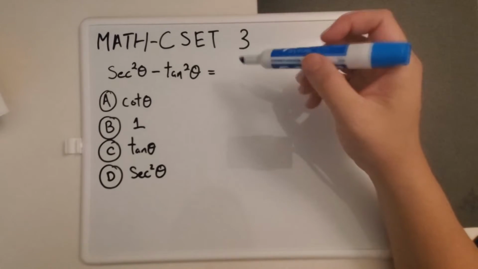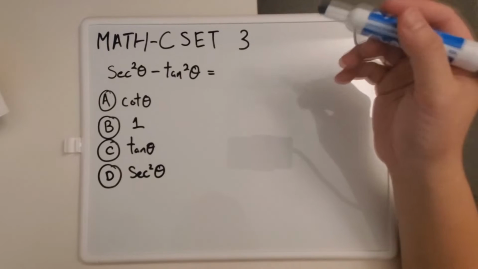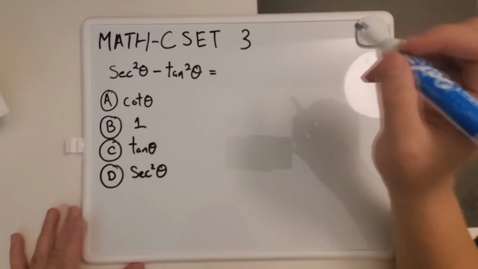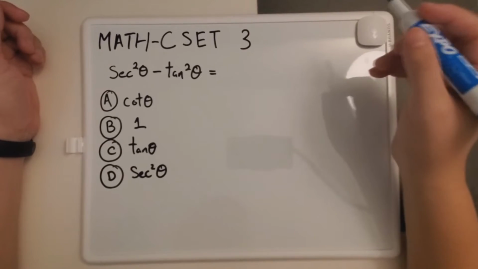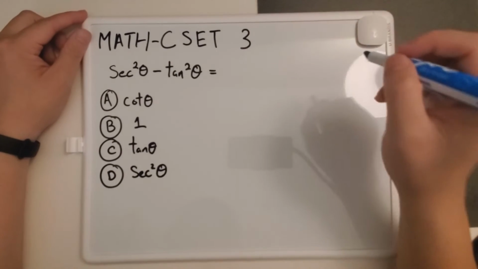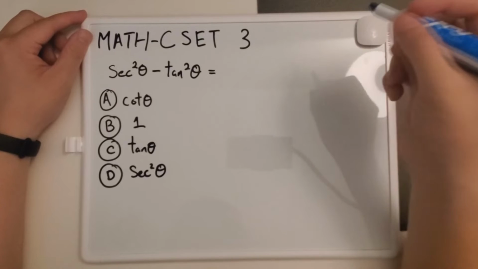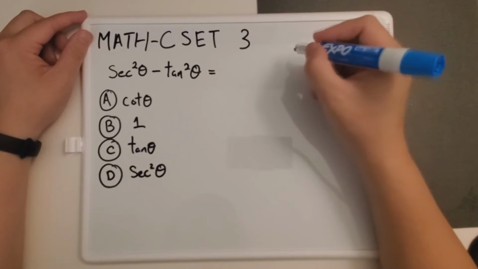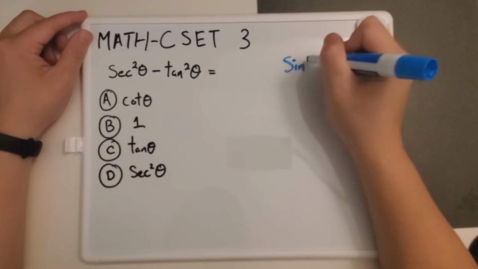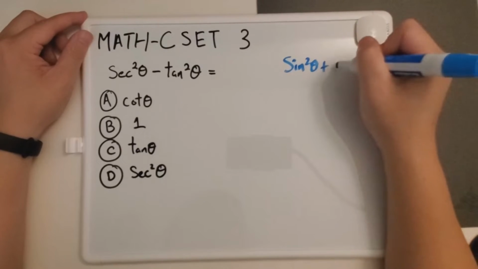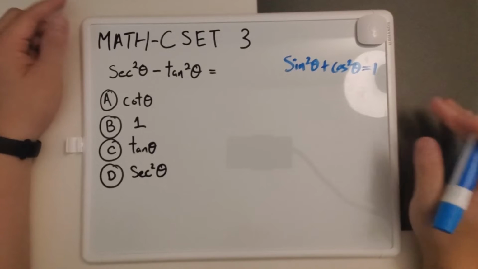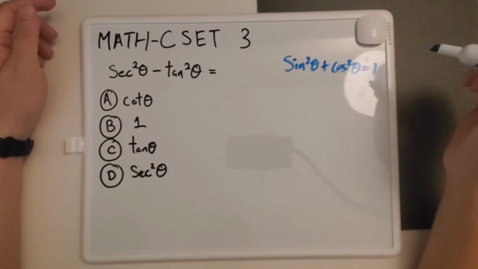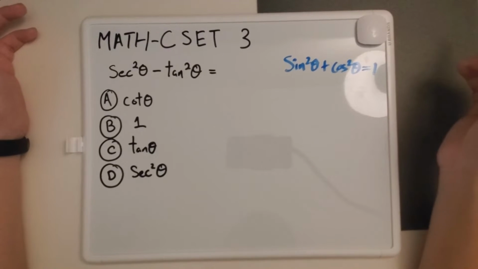So whenever you see some trig identities, it is always good to have one trig identity memorized because everything kind of stems from that. So let's just write on the side the most basic trig identity. So we have sine squared theta plus cosine squared theta equals 1. Okay. From here, we can actually derive all the other ones.